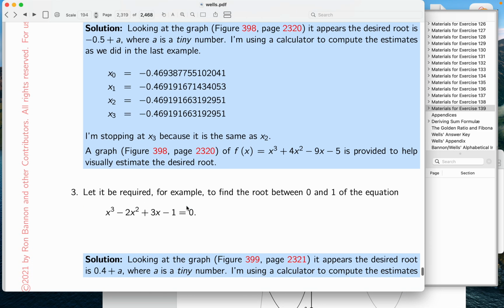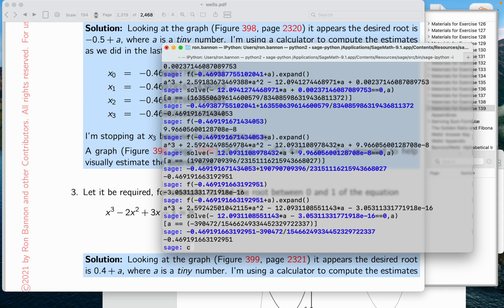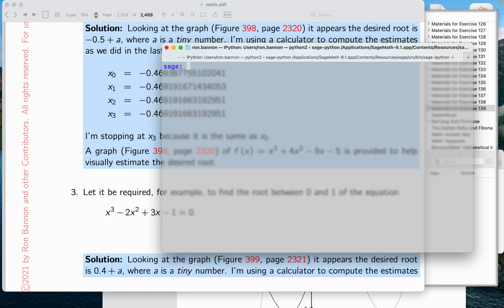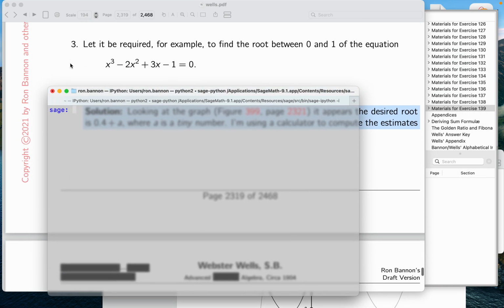All right, let's look at this one over here. I'm getting better. I'm learning. I'm going to clear. C-L-E-A-R. I'm going to type in the function. Let me pull this down so I can see it. I'm going to scroll this up. F of x is equal to x cubed. That's an assignment operator, by the way. Minus 2 star x squared plus 3 star x minus 1.